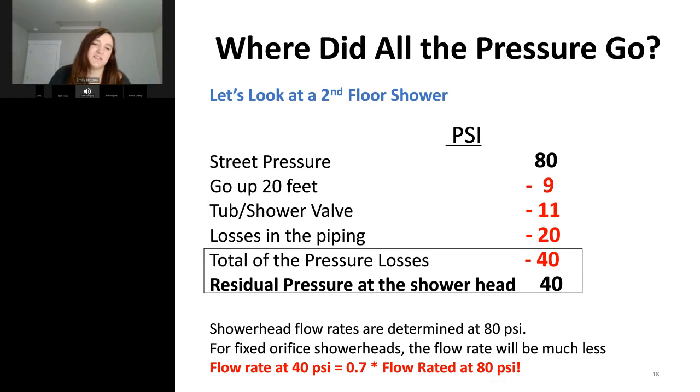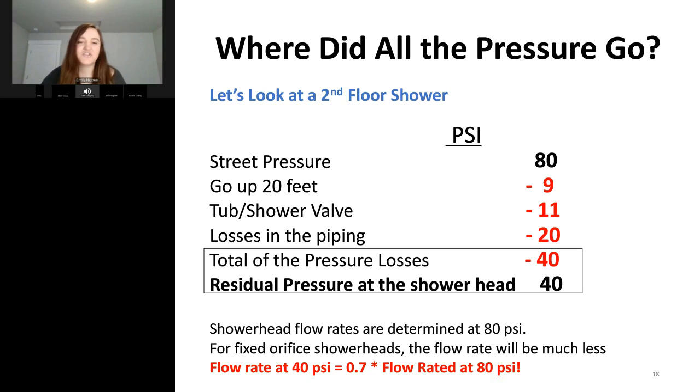So what does the pressure look like at a second floor shower? Shower heads are rated at 80 psi. So you go up 20 feet, you go through a shower valve, and you have some losses in the piping. So the residual pressure could be about half that original pressure, and that corresponds to about 70% of that original flow rate. So where did all the pressure go?